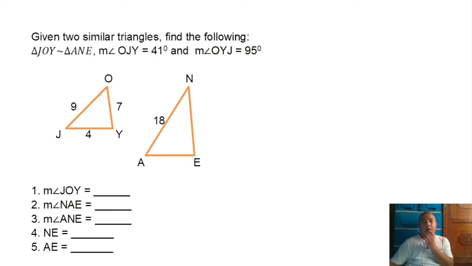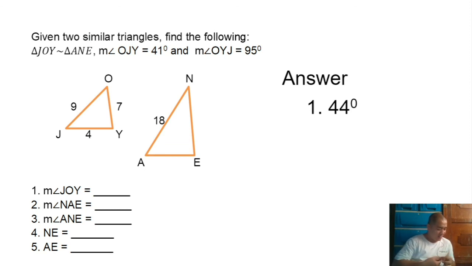Measure of angle OJY is 41 degrees, and measure of angle OYJ is 95 degrees. Find the measure of the following. So this is 41, this is 41, 95. So to solve for angle O, add 41 and 95, minus 180. 95 plus 41 is 135. What is 180 minus 135? 45 degrees. So therefore angle JOY is 45 degrees.